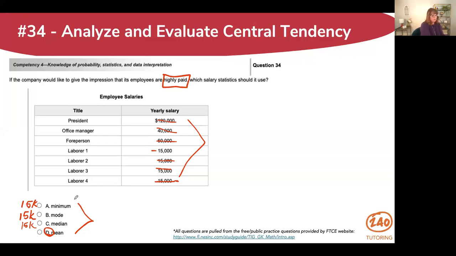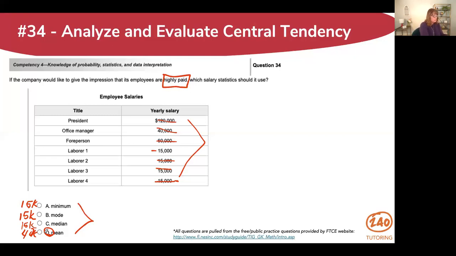So I'm going to pull up my calculator. I have 120,000 plus I have 40,000. And you could have done some mental math to make this easier, 60,000. And then I've got two sets of 15. So I'm gonna put 30,000 just to make this easier, 30,000. And I get 280,000. There are seven things listed there. So I can divide that by seven and I get 40,000. So if I were to write that right here, 40K, and we want to show the highest salary possible, the mean would be the best.